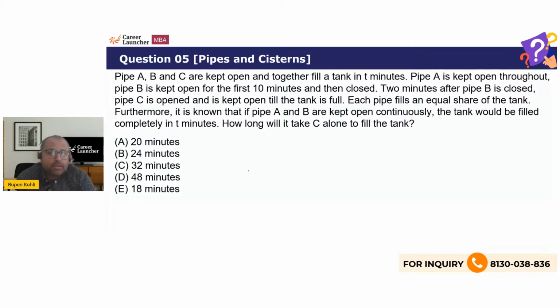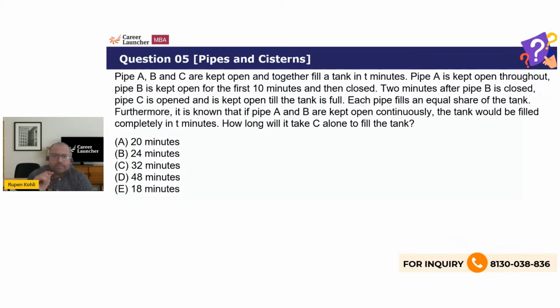So basically, the three pipes are not working all together throughout. They are working for different time durations, right? So let's start noting this. Also, what is given then? Each pipe fills an equal share of the tank. Okay, now this is interesting. In this way, every pipe therefore has filled 1/3 of the tank, can I say? Right? They have done an equal share. So there are three pipes, they have each filled 1/3 of the tank. 1/3 of the work has been done by the pipes in this way. Okay. Furthermore, it is known that if pipes A and B are kept open continuously, the tank would be filled in T minutes. Okay, so the question, remember, note this, has defined some variable.